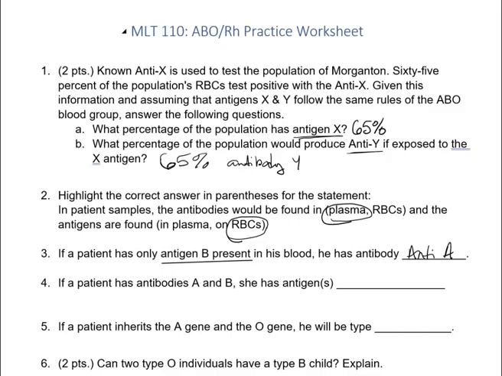Number 4, if a patient has antibodies A and B, she has antigen what? None. So what blood type would they be? Type O. Number 5, if a patient inherits an A gene and an O gene, he will be what type? Type A.